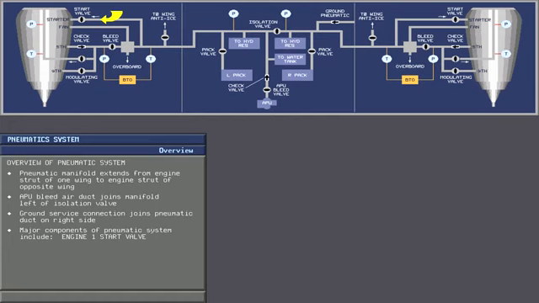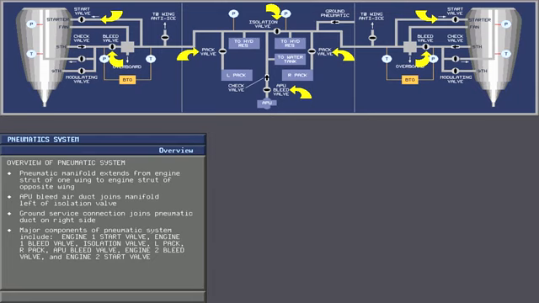Major components of the pneumatic system include the engine 1 start valve, engine 1 bleed valve, isolation valve, left and right pack, APU bleed valve, engine 2 bleed valve, and engine 2 start valve. Each component will be discussed in some detail later in the lesson. This is just a quick tour to get you acquainted with the schematic.